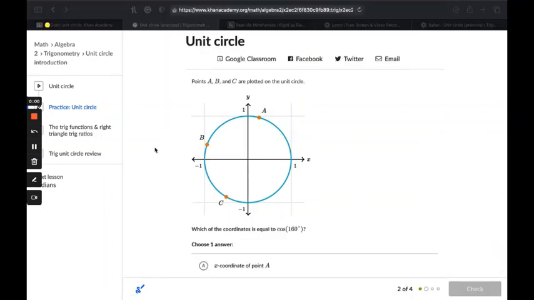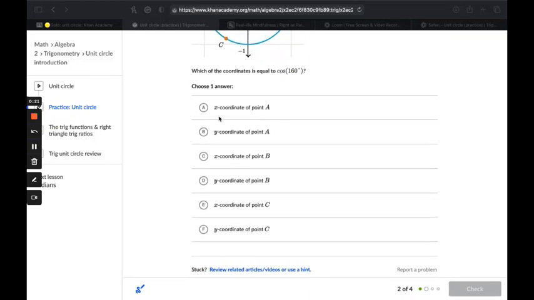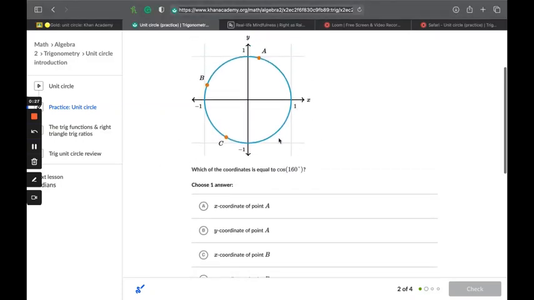Good job. Question 2. Points A, B, and C are plotted on the unit circle. Which of the coordinates is equal to cosine 160 degrees? Okay, so first of all, when we see cosine and unit circles, we immediately understand that cosine equals the x coordinate. So we can already cut this in half by taking out all the y's and being left with only the x coordinate answers.